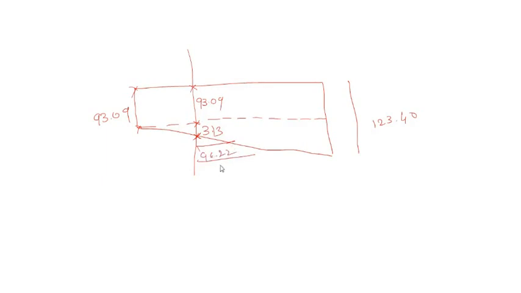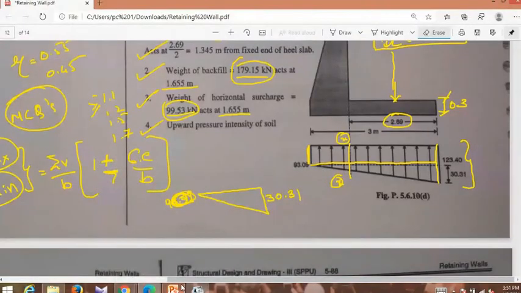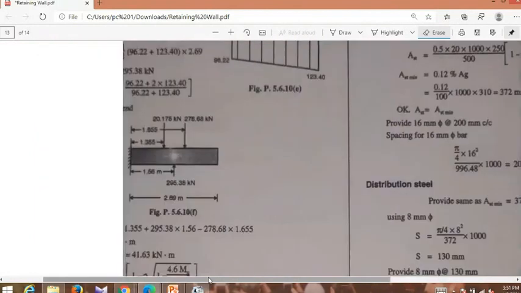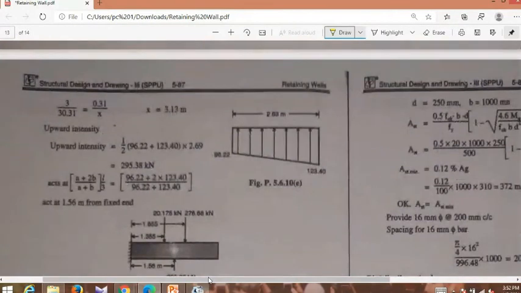Okay, this is how, with the help of the similar triangle, we determine the height of this one. Therefore, after calculating that, see how much I have got, that is 96.22. Okay, and on the other side, how much is it? 123.40. If you construct like this also, up to here it is the same, and here we had a value of 93. So now we have got the value of 96.22.